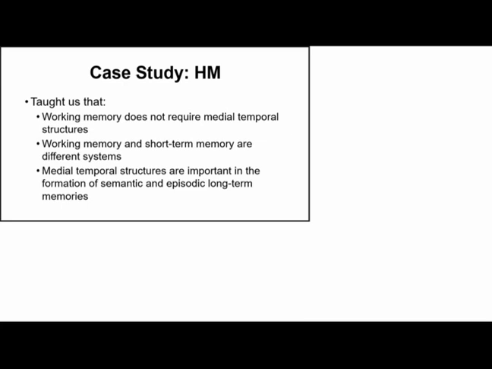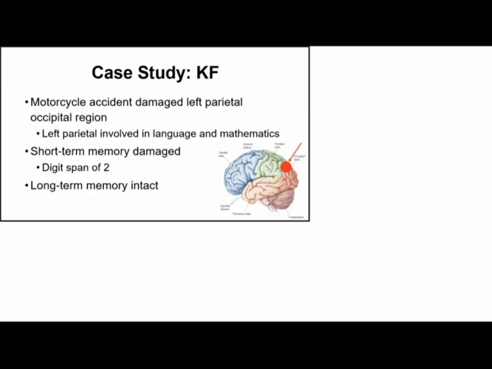Our last case study that we should just have enough time to finish is KF. And unlike the others, we don't actually know their full name. I have spent a lot of time trying to figure this out, and there's a lot of conflicting information. But KF was an individual who suffered damage to their left parietal occipital region, that red spot on the brain there, after a motorcycle accident. And we know that the left parietal is really important for things like language and performing mathematics. And we found that with KF, after suffering this damage, they had issues with short-term memory.